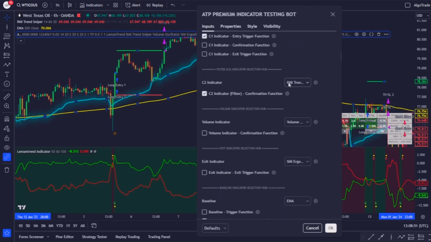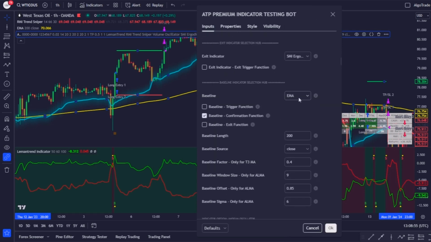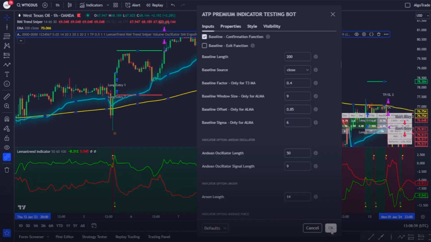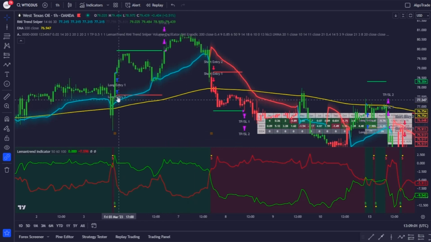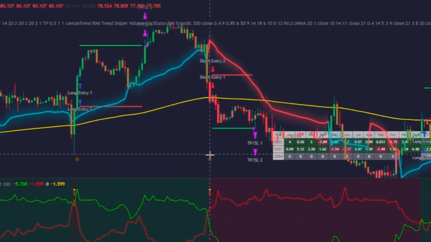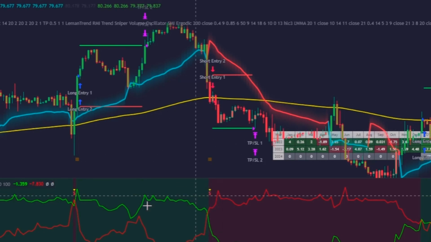Once we have set all the conditions we discussed earlier, including the Leman Trend with the entry trigger function, the RMI Trend Sniper with the filter function, and the 200 period EMA for baseline and the right risk management rules, the trading bot will display every valid trade on the charts with the respective stop loss and exit point, and is quite precise, as you can see.